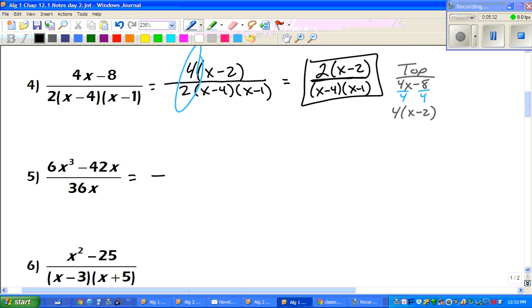All right, number 5. The top. We have 6x cubed minus 42x. What's the GCF? Okay, well, you can take out a 6x. And when you take out a 6x, you're left with x squared minus 7.